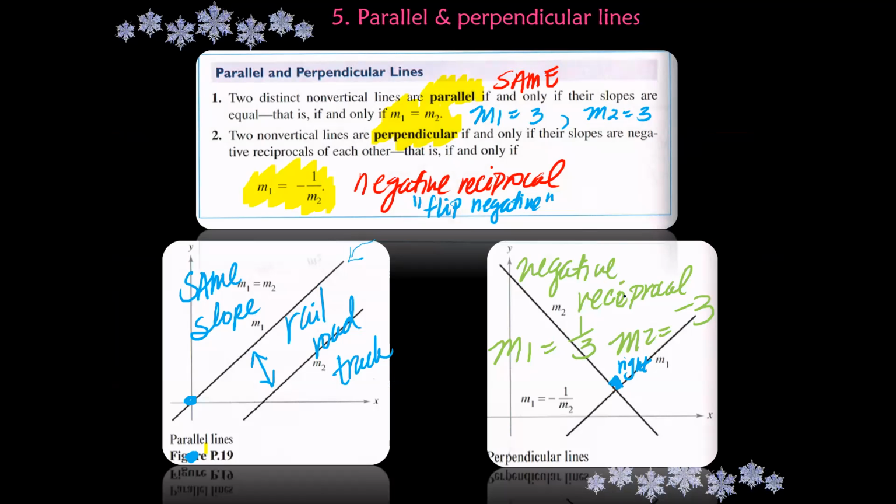Second one over here is going to be a perpendicular. The big one is that it is creating a 90-degree angle, and also they're negative reciprocals. So if my first slope is 1 over 3, my perpendicular slope is going to be, you just take the 1 over 3, you flip it, and then you put a negative to it. So it's a negative 3.